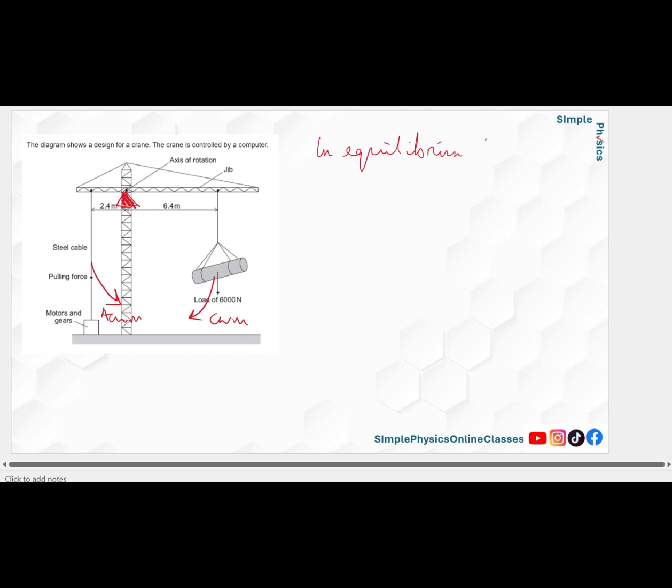In equilibrium, the sum of the clockwise moments is equal to the sum of the anti-clockwise moments. Because I've got the force and the distance for the clockwise, I can work out the force for the anti-clockwise. So the clockwise moment is 600 newtons times 6.4. Just check all your units. These are fine. That is equal to the pulling force times 2.4. So you can work out F there.